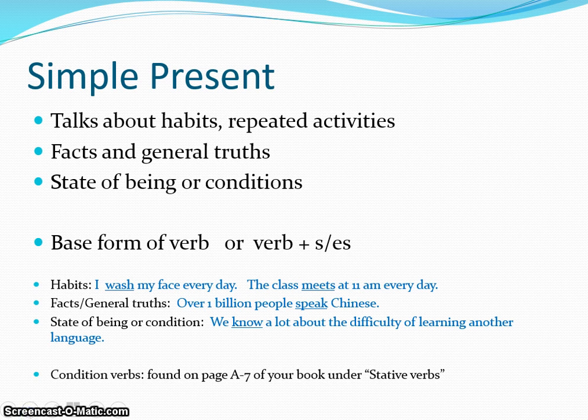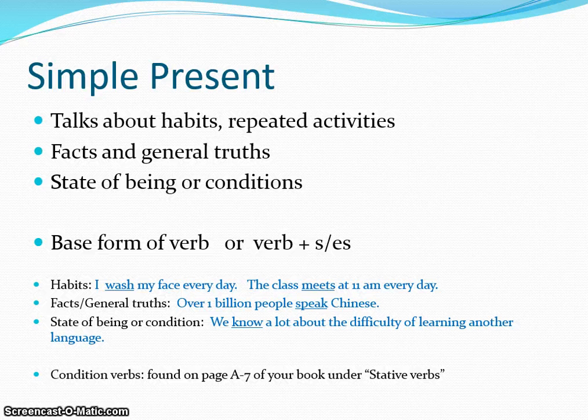This slide shows how we can use the simple present verb form. Now, the simple present verb form is used when we want to talk about habits or repeated activities, facts and general truths, and a state of being or condition. Now, a list of condition verbs can be found in your book on page A7 under stative verbs.